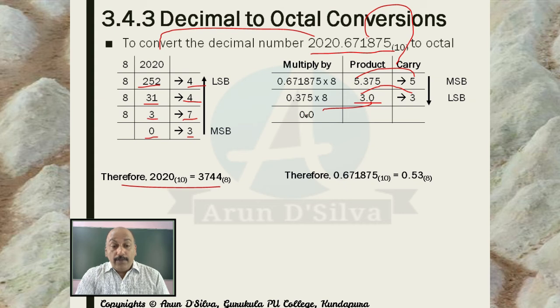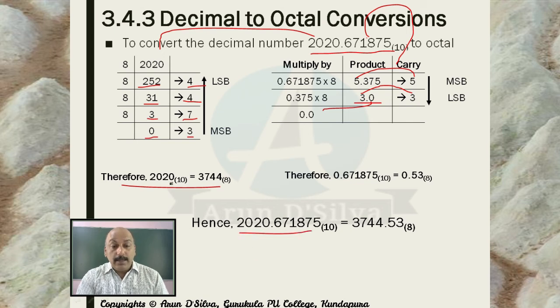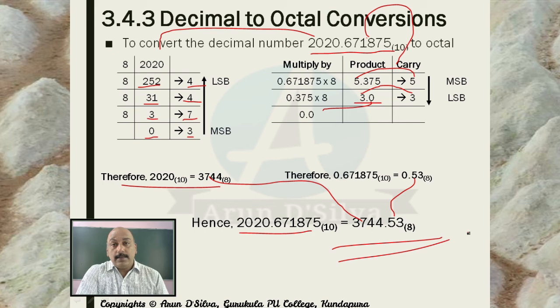Correct, no? Now finally I want to write 220.671875 together. This is the way, my dear students. This is the given number. The integer part we have to write first, and then the fractional part. So this becomes the combined answer. This is the way we do it. So this is about decimal to octal conversion. Now I want to do the reverse, octal to decimal. How to do it?